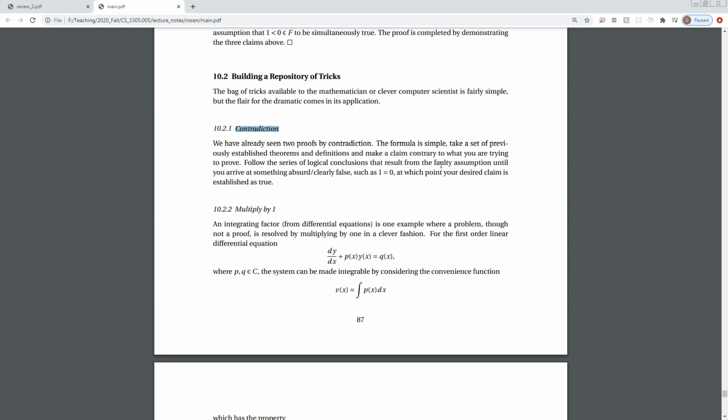One is proof by contradiction. We've already seen it twice in the last page. You assume something that's the opposite of what you're trying to prove, and then you follow the set of logical conclusions, and we'll see if it leads to a contradiction or something that's obviously false, such as when we proved that 1 was not equal to 0. You start with 1 equals 0, and then it leads to a contradiction. That contradiction, if constructed correctly, proves what you actually wanted to prove.